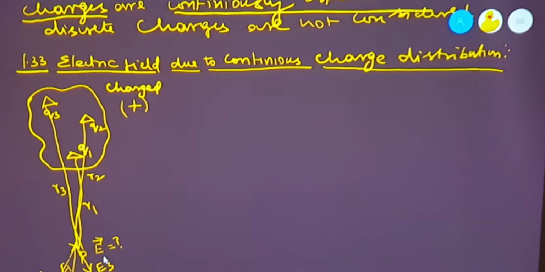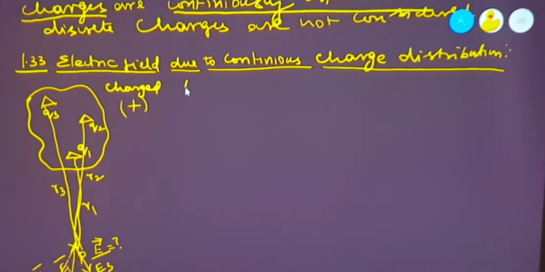Then we have studied the superposition principle. By using that superposition principle, taking the vector sum of all these three vectors, we can calculate the net electrical field. That is the concept we are going to deal with. So, first of all, let us write the description of this diagram, and a small introduction again.